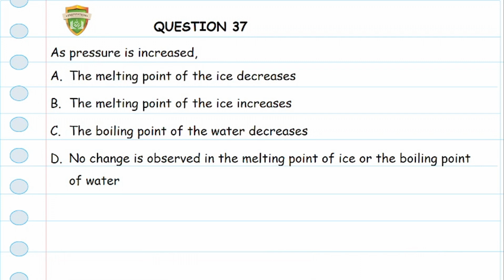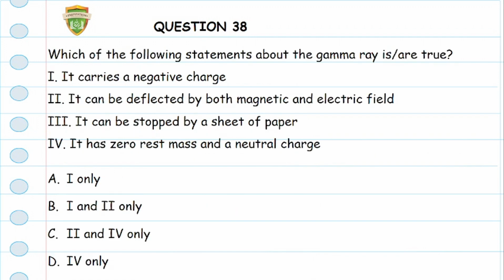And this is because when pressure is increased, right, it reduces the volume, and the volume of water is now less than ice, so it will be easier for it to change states. So that means that it's going to take a lower temperature than before to be able to melt the ice. So the melting point of ice actually decreases. So that is option A.